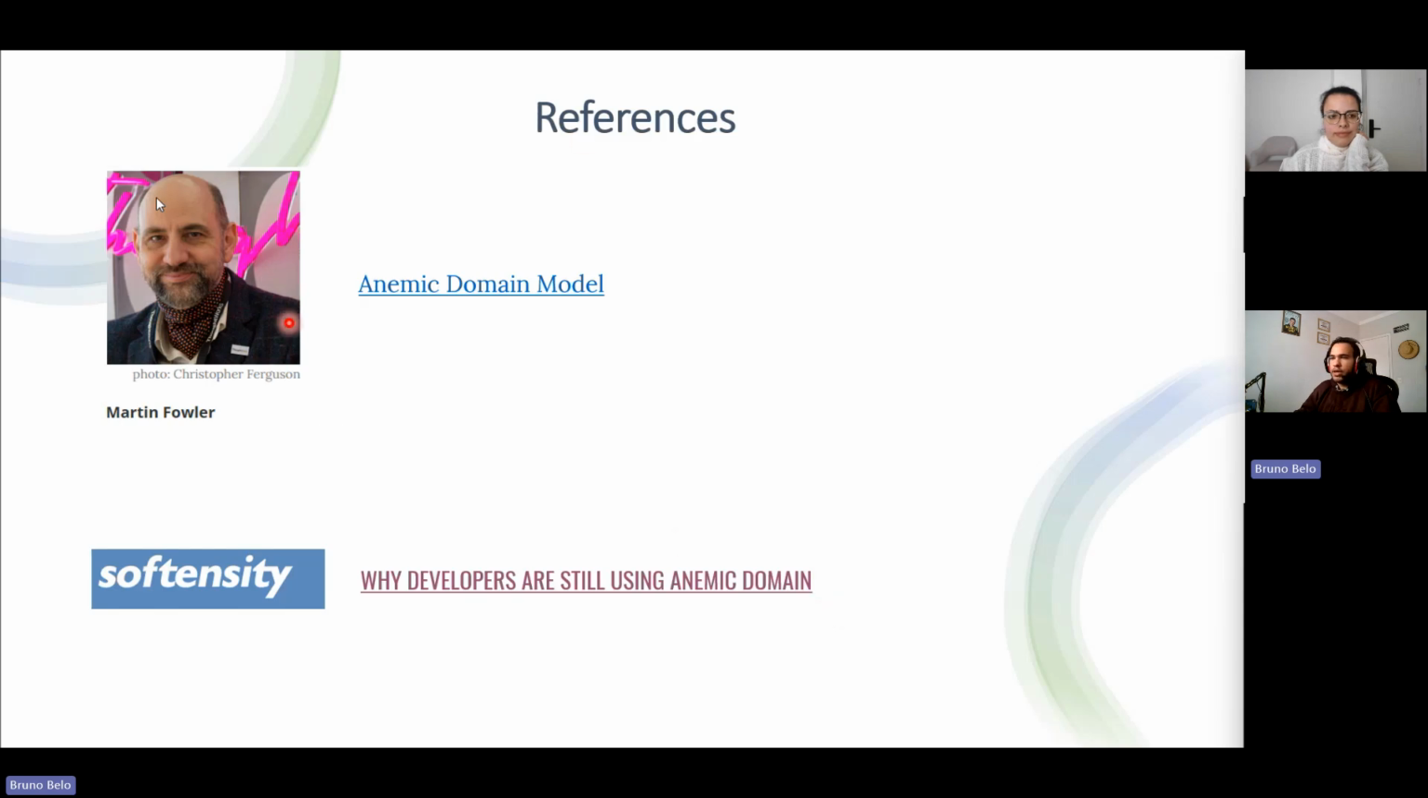Then I added here, I'll share this PowerPoint with you guys. So there are some references, right? From Martin Fowler, he's talking about the anemic domain, and he refers to it as an anti-pattern that should be avoided. Also, we have from Softentity, a colleague that we had, Wesley Baldan, he wrote this article here. So I'm sharing those two as a reference. They also have more content inside of it, so you guys can check in depth. And that would be it.